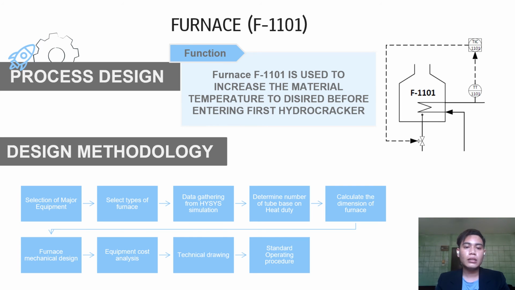This is my design methodology that I use to design my major equipment. First, I select the major equipment, which is the furnace, select types of furnace that I need to design, gather all the data from the simulation HYSYS, determine the number of tubes from the heat duty, calculate the dimension of the furnace. Next, I'll proceed with the furnace mechanical design, equipment cost analysis, draw the technical drawing, and lastly, I will come up with the standard operating procedure.